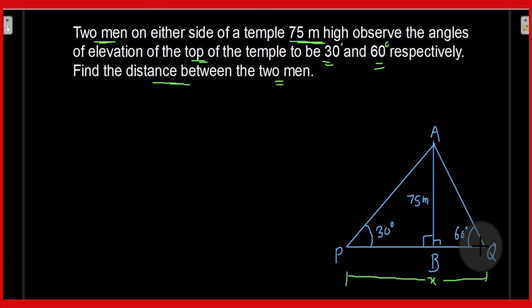Now friends, here we will see that triangle ABP is a right angle triangle and triangle ABQ is also a right angle triangle. With the help of these two right triangles we can find the distance between the two men, that is P and Q. So here first we will take the triangle ABP.